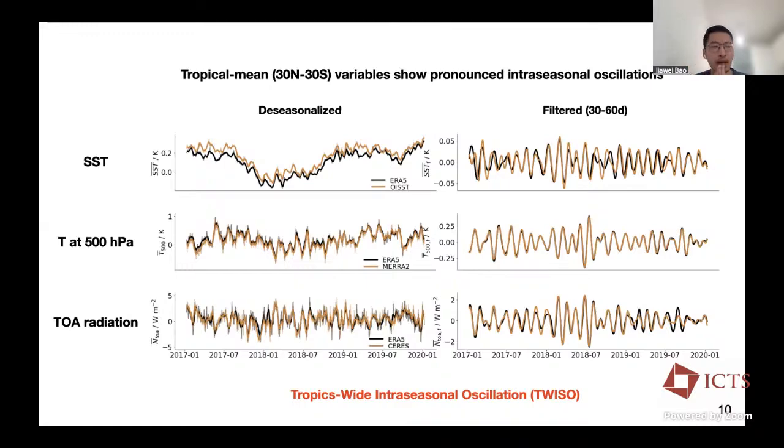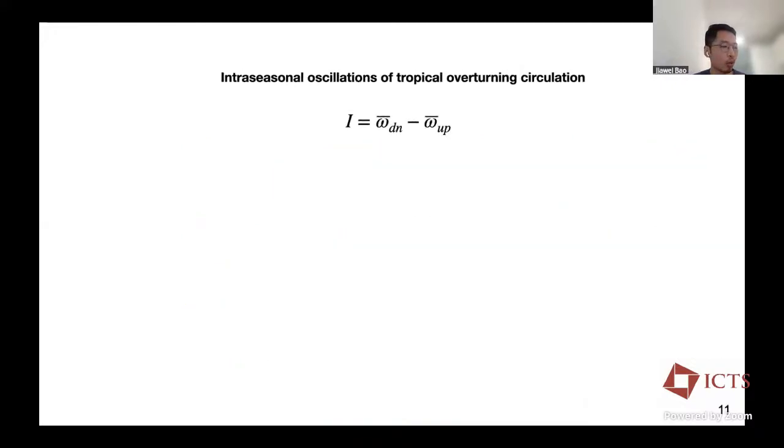As I said earlier, in order to have a very pronounced tropical mean oscillation signal, one important factor is that the circulation would oscillate. So here, we want to check whether circulation oscillates. We first define a tropical circulation index, which is based on the 500 hectopascal vertical velocity. We use the downward vertical velocity averaged over the tropics minus the upward vertical velocity. What this index captures is the total overall overturning circulation strength, which includes both the Hadley circulation and also the Walker circulation.